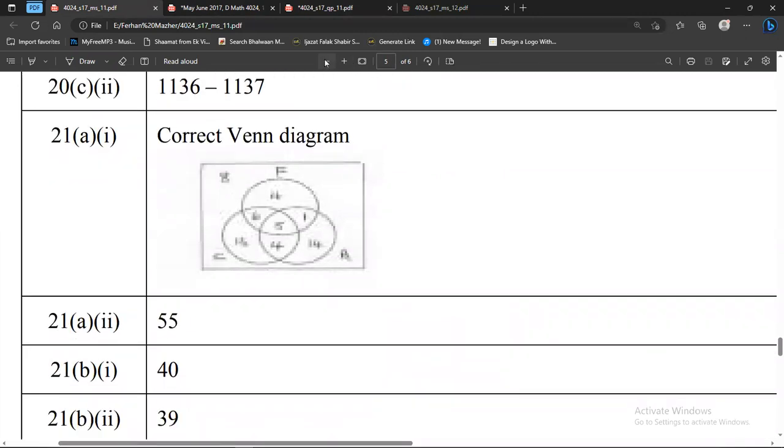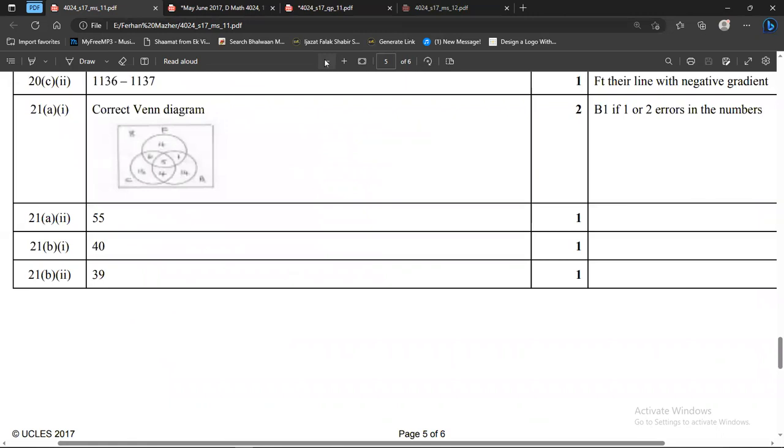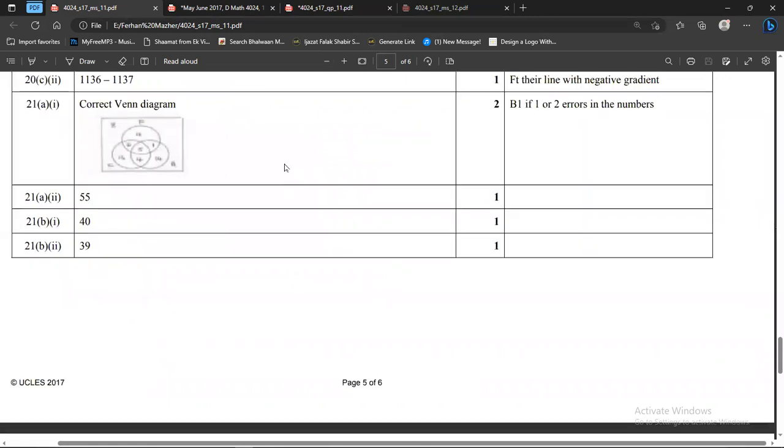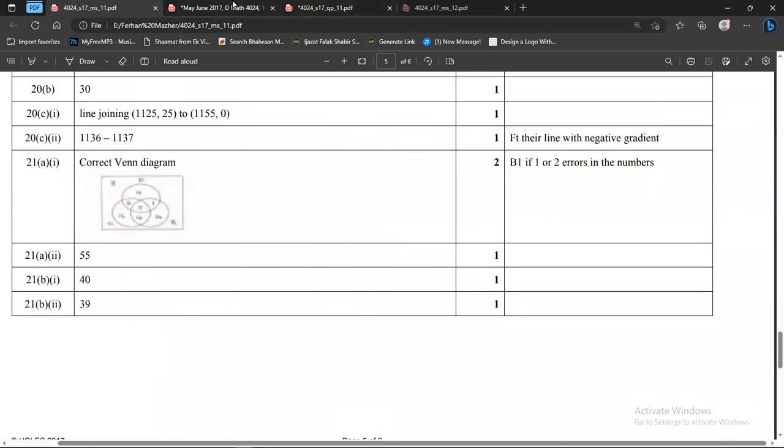These numbers are not visible, but our answer is right. Okay.